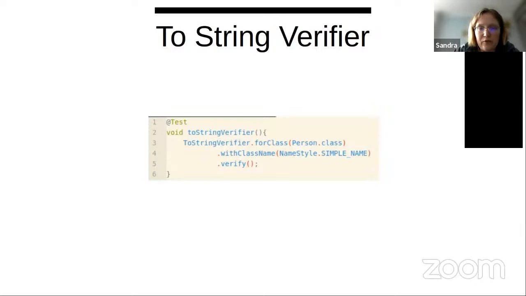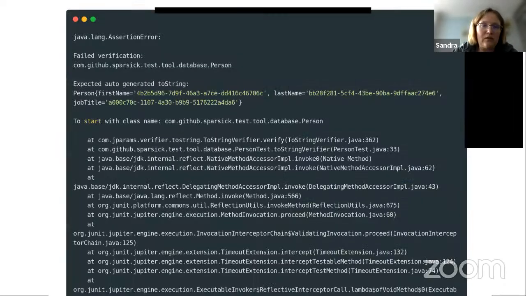So I can say, hey, with the ToStringVerifier, here's my class Person. Please use a specific name style and verify that everything is all right. And if something is wrong, I can fail verification during my test run, and I can look at that. What's the problem?